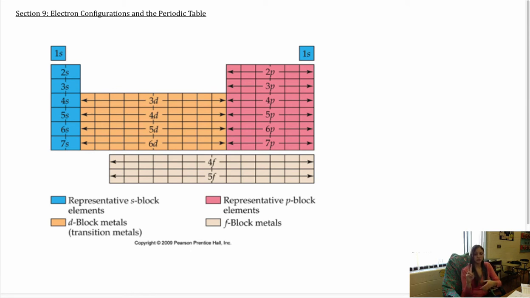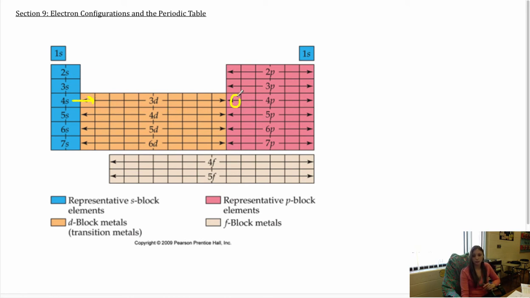My S block is the first 2 groups here. Mine are blue, then you've got the D block in the middle, and the P block on the right, and the F's are there on the bottom. Remember, it just goes in order. Read it like a map. Just remember that 4s and then 3d when I go across.